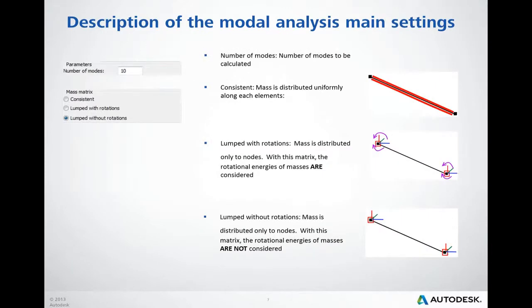What can be set in modal analysis parameters? In the modal analysis window, one has to specify the number of modes or eigenfrequencies to be calculated. Select the mass matrix. There are three types of mass matrix. Consistent: mass is distributed uniformly along each element. Lumped with rotations: mass is distributed only to nodes, and the rotational degrees of freedom are considered. Lumped without rotations: mass is distributed only to nodes, but rotational masses are not considered.